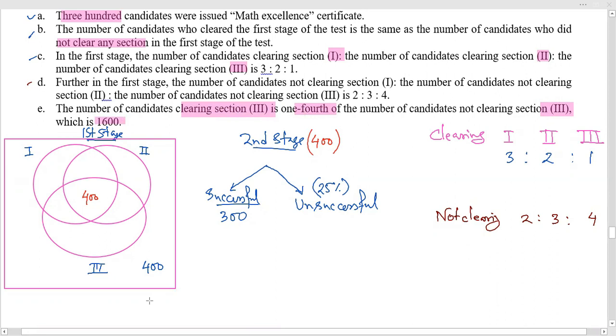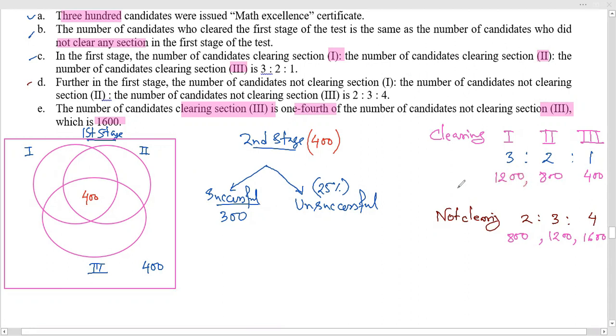So not clearing part is 1600. What does it mean? This part is mentioned as 1600. So all three data I will be able to find. This is 400 into 4. So 400 into 2, 800 would be the first section. And 400 into 3 should be 1200 in the second section, not clearing. And clearing data from here also I can find because it is 1/4 clearing. So it should be 400 here. And as it is 400, it should be 800 here. And as it is 400, it should be 1200 here.